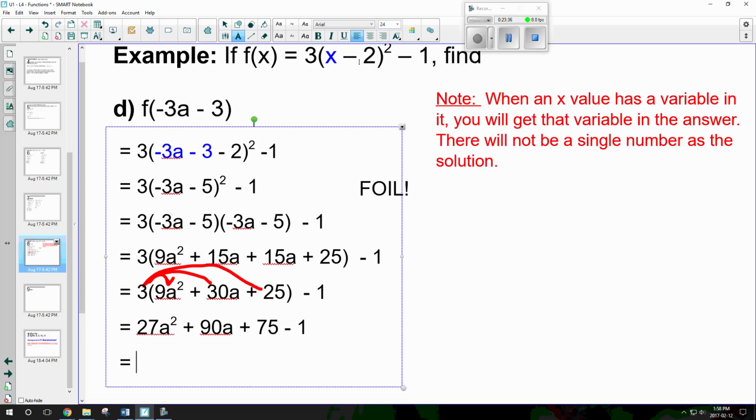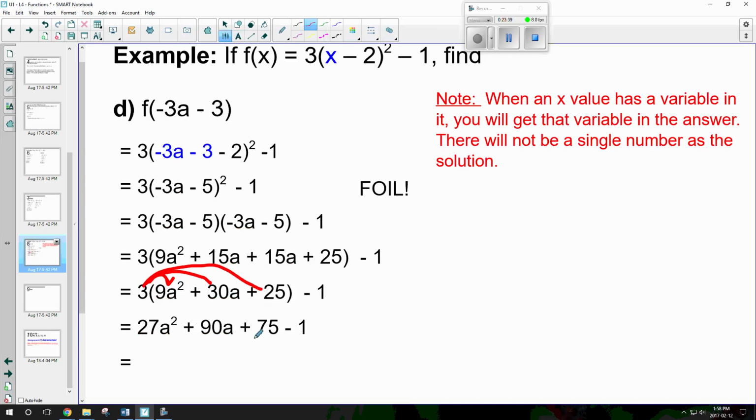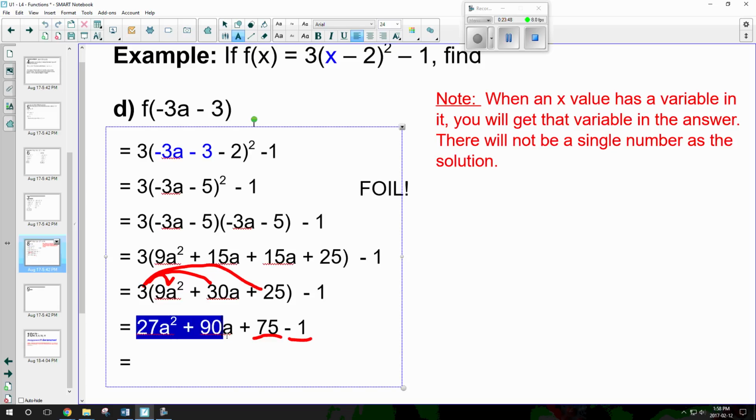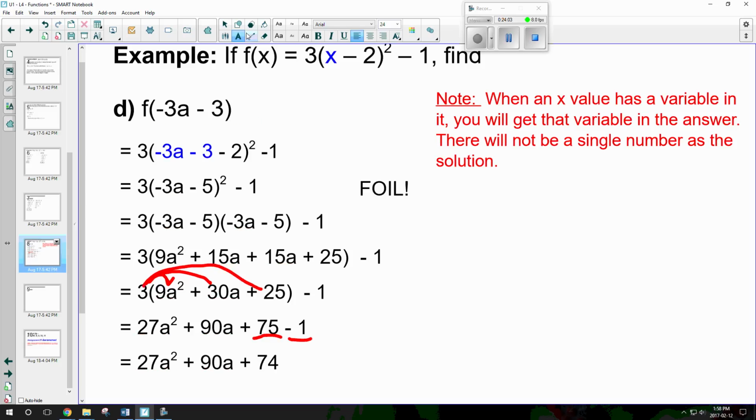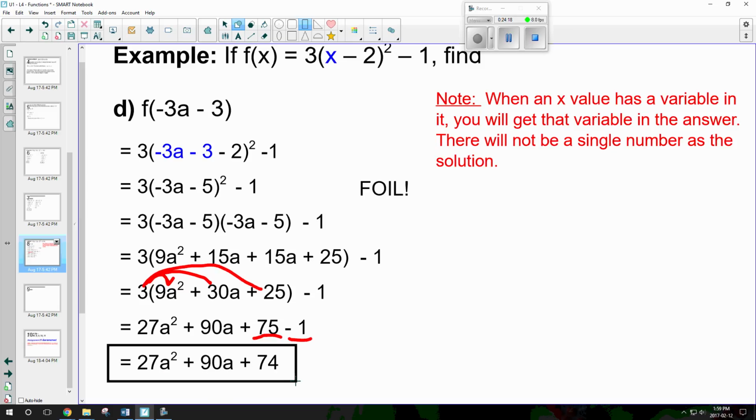And our last step is to put our like terms together, and the only like terms we have is a plus 75 and plus a negative 1. So we get 27a squared plus 90a plus 74. And that is our final answer for this, because there is no other simplifying we can do. And again, because we started with the variable inside the brackets, we're going to end up with a variable in our final answer. So let's square off our final answer here.